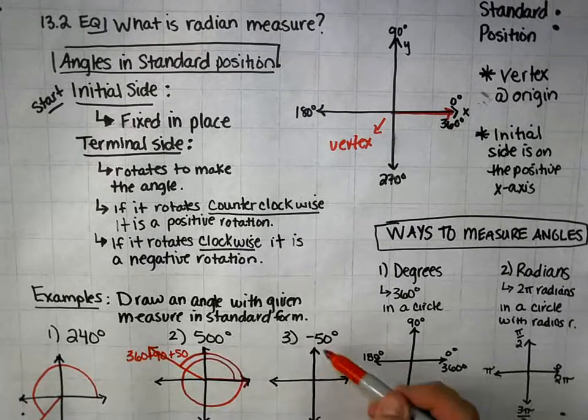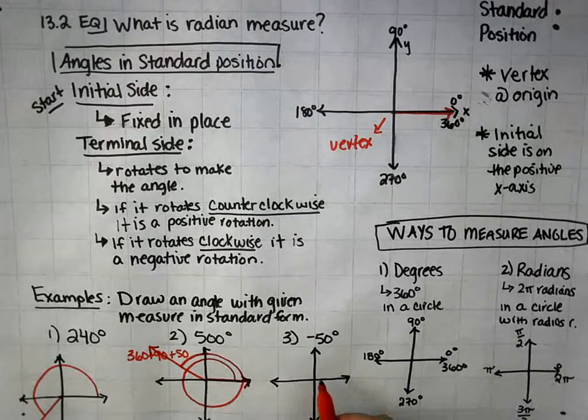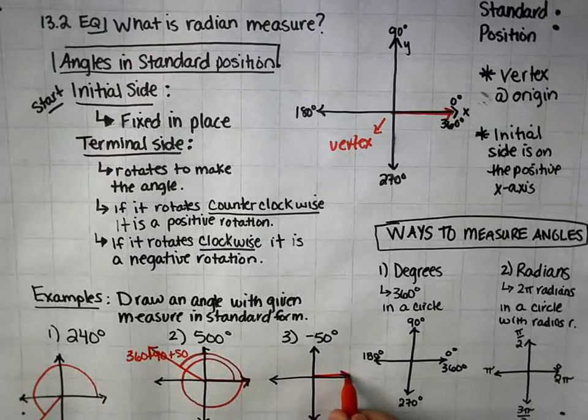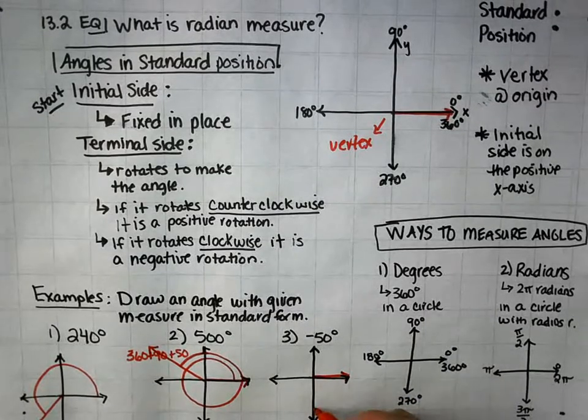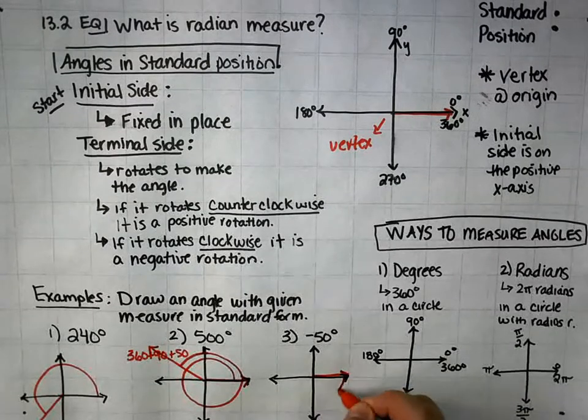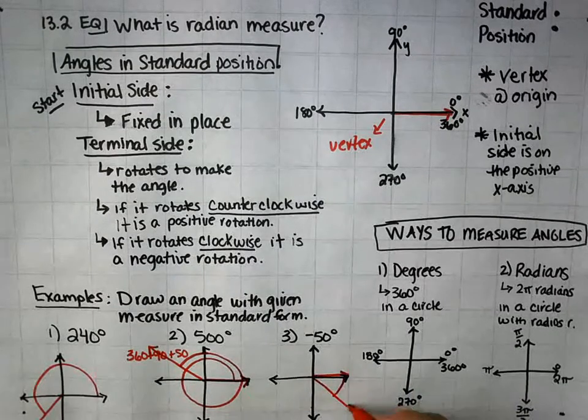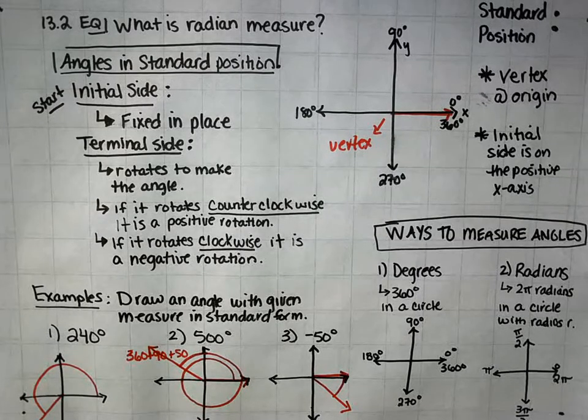For example number 3, I have negative 50 degrees, so again I'm going to start in the same position, but this time I'm going to go opposite in direction. So I'm not going to go all the way down to what would be negative 90. I'm just going to go a little ways and then draw in my terminal side, and that's going to be negative 50.